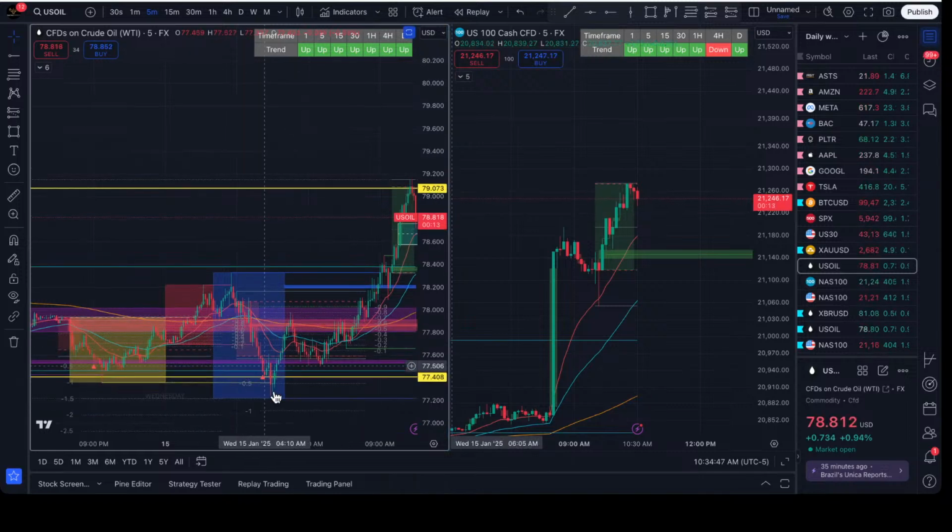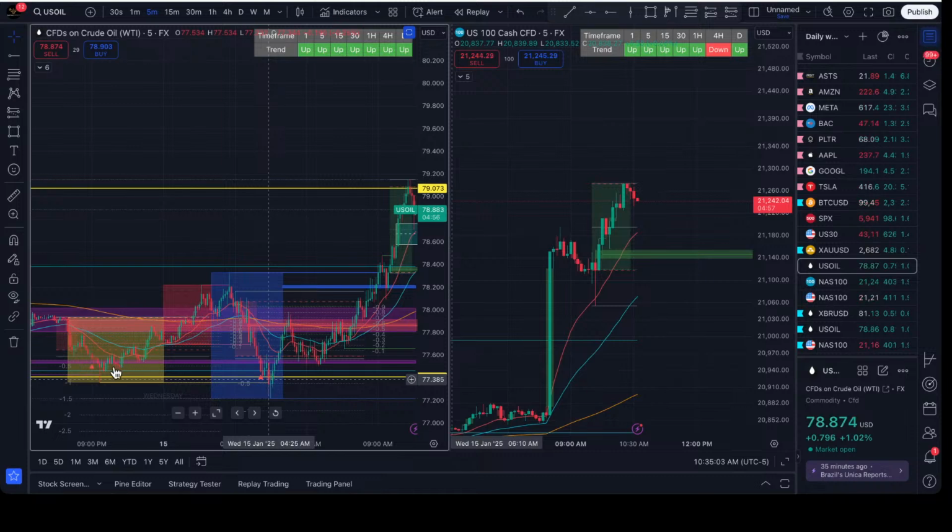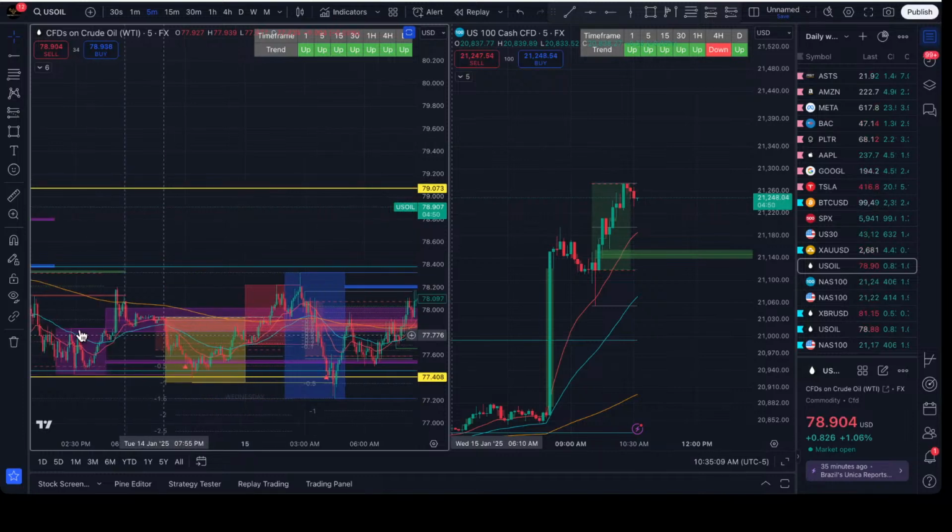So London shot right through it, reversed here, went up, touched it again, 3 taps, and before pushing up. Same thing with Asia. Asia tapped it, and then took out the purple zone highs.